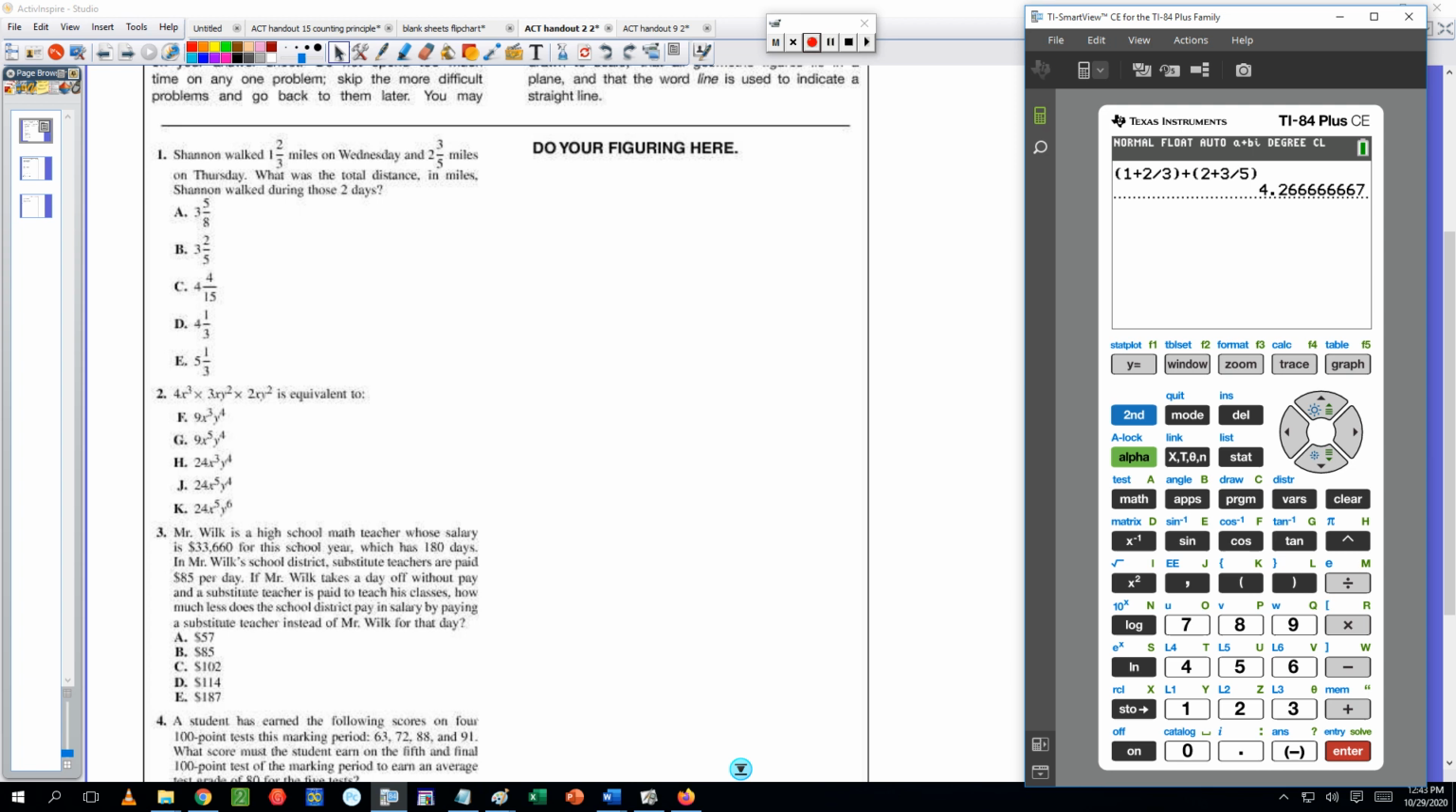4 point, so we can automatically mark off A, B, and E. Let's see what 4 plus 4/15 is. We have a match. Answer is C.